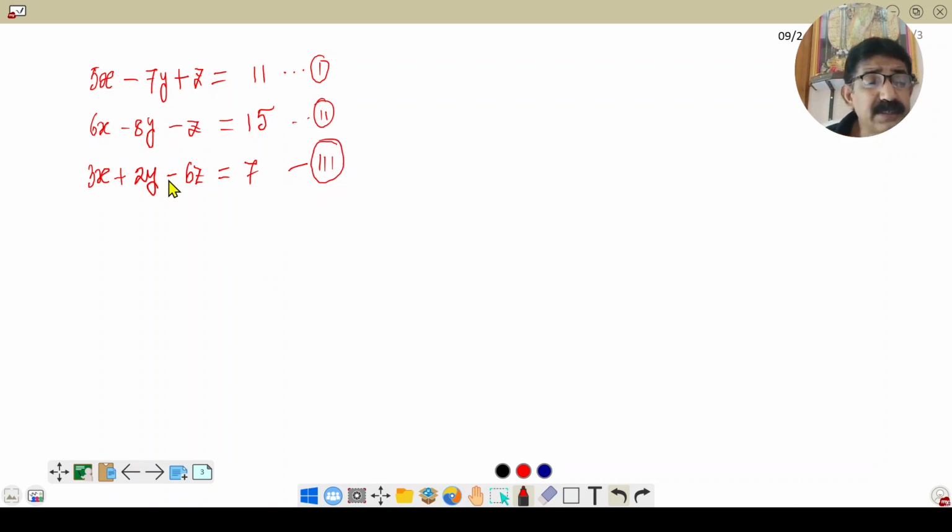So from these three sets of equations, we can easily determine the different determinants like this. D is equal to, you are already acquainted with the value of D.